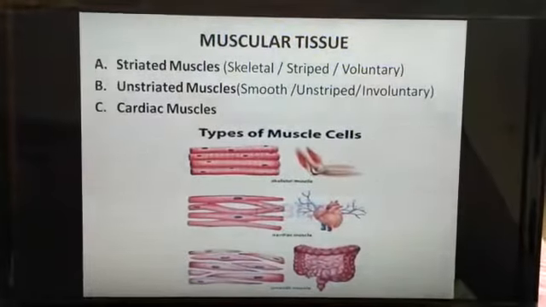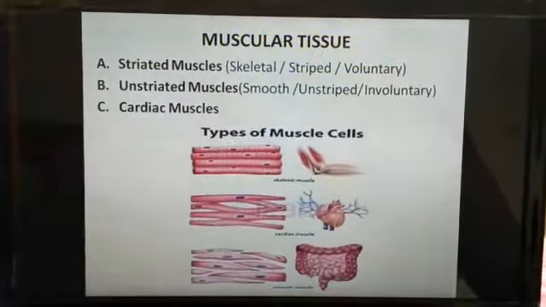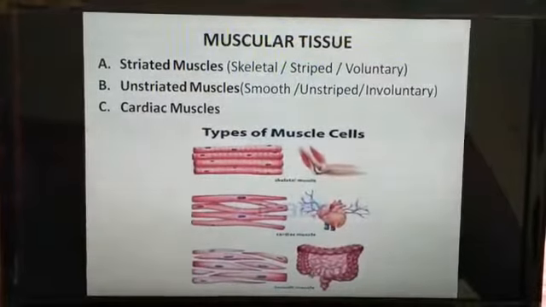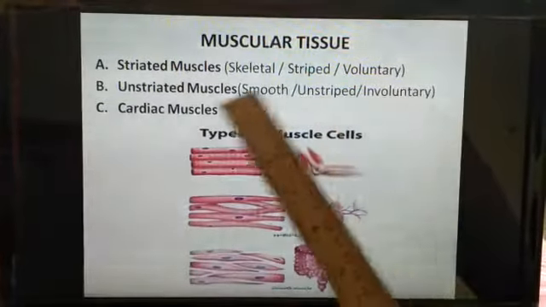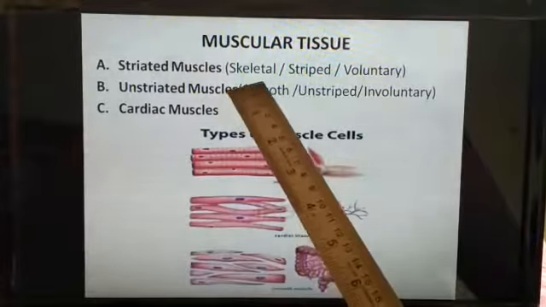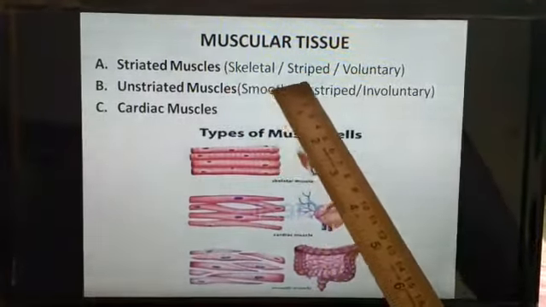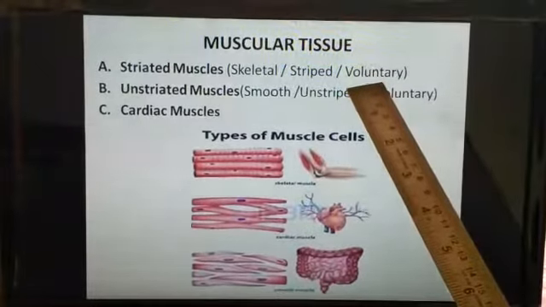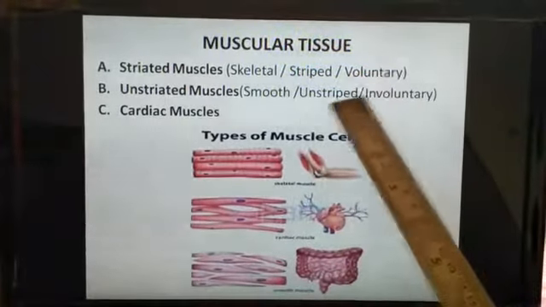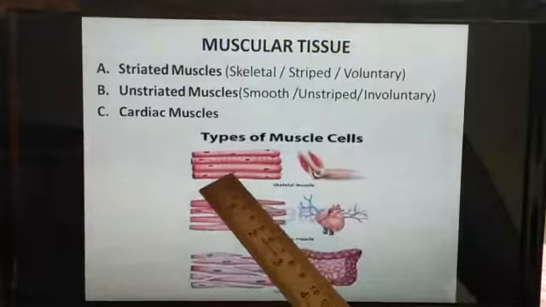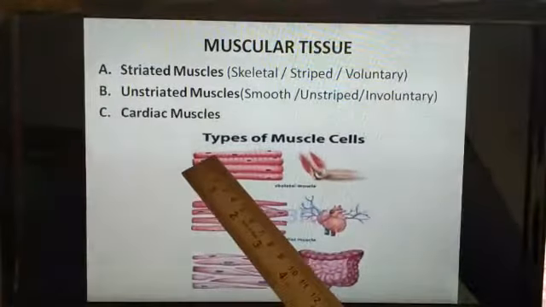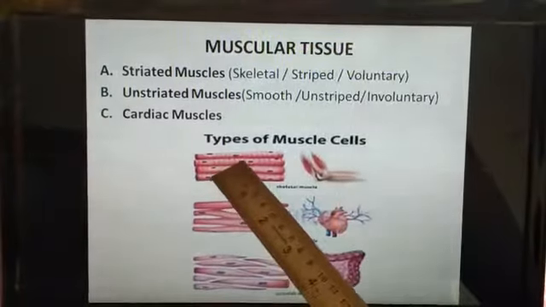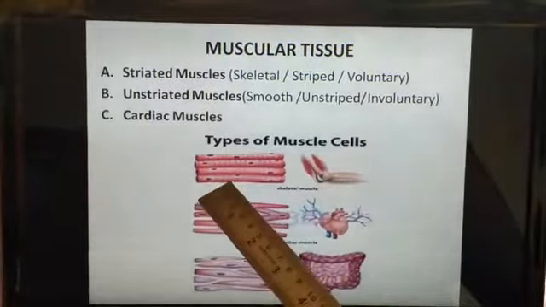We come to the next type of animal tissue, that is muscular tissue. Muscular tissue makes up the muscles of the body. It is divided into three types: striated muscles, which are also called skeletal muscles, or striped muscles. These are voluntary. Voluntary means these are under our control. If you look at the figure, this tissue has a number of light and dark bands because of the striations. Therefore, it is called striated muscles.